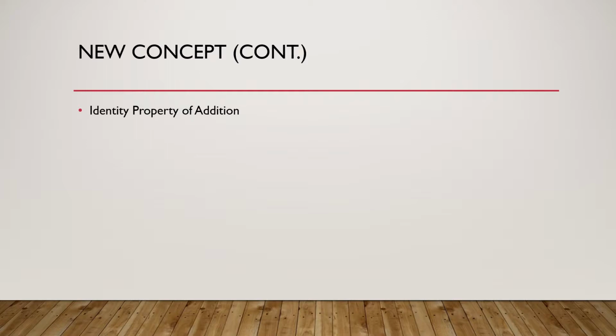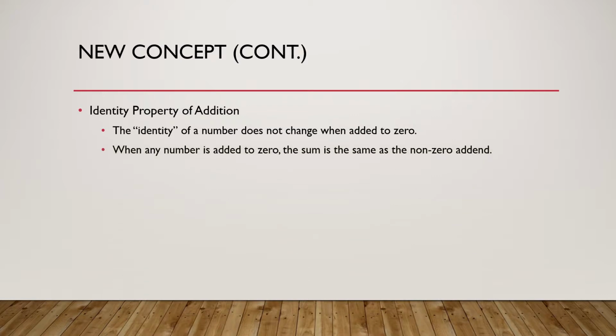The identity property of addition. The identity of a number does not change when added to 0. So it makes sense because when you add 0 to something, you're adding nothing, so nothing will change. It's going to be the same as the other number, the other addend. So here's your example. 5 plus 0 equals 5, and if you switched those around with the commutative property and did 0 plus 5, it would also be 5. Same with this one.